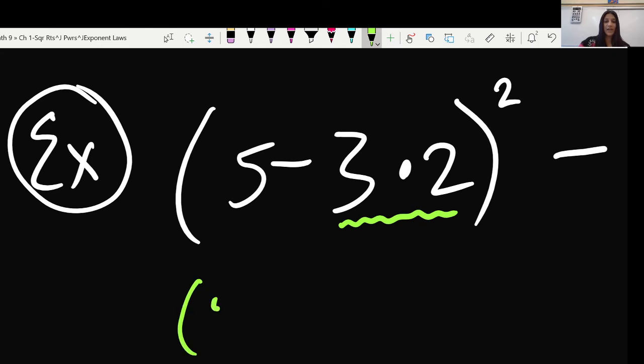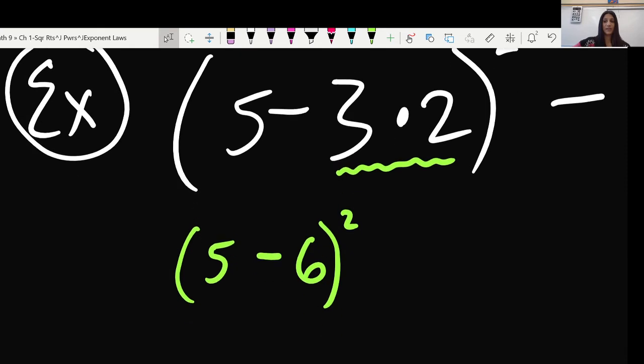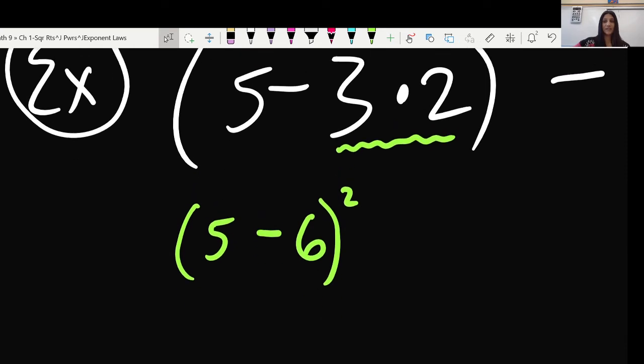This is the same thing as 5 minus, and I've got to do 3 times 2 is 6. And then the whole thing would be squared. So there's the first part. We're not worrying about the rest of it yet. 5 minus 6, we know that that's just equal to negative 1. So what I actually have is negative 1 squared. And then I do still have the other stuff over there that we're going to deal with in just a minute.